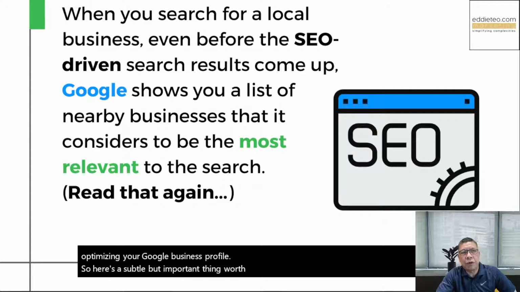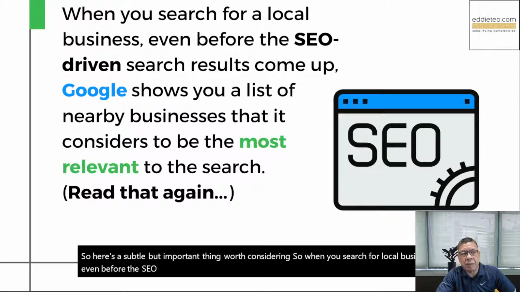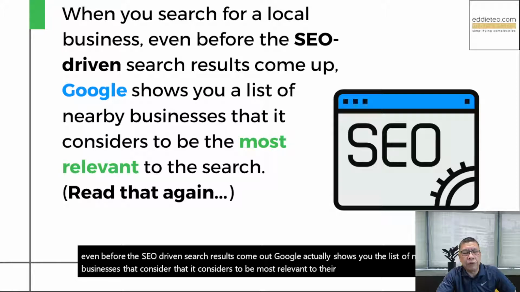So when you search for a local business, even before the SEO-driven search results come out, Google actually shows you the list of nearby businesses that it considers to be most relevant to the search. Read that again if you don't understand.